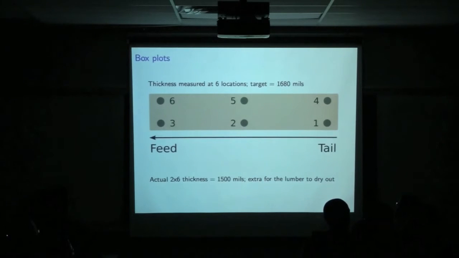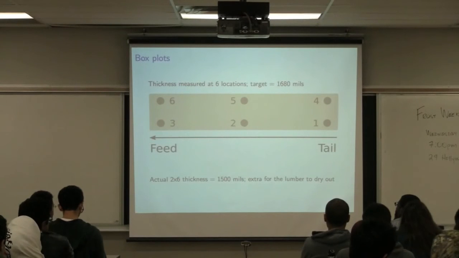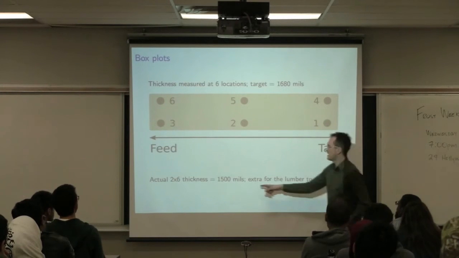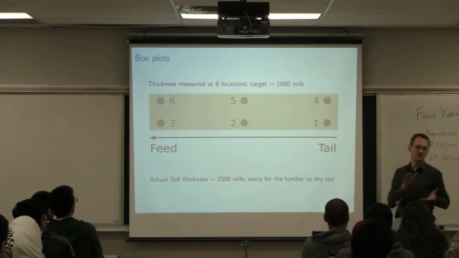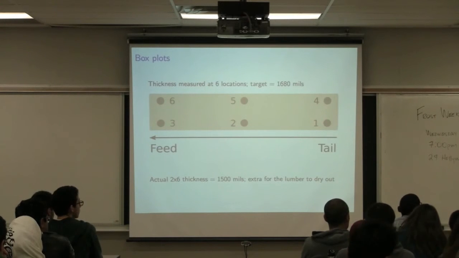The board's target thickness should be 1680 mils, and the actual thickness that you get when you buy it in Home Depot or Rona or so on is 1,500. So that board will shrink over time as it dries from the sawmill to where you finally purchase it. So a 2x4 or 2x6 really isn't 2 inches thick, it's 1.5 inches thick. But when they cut it in the mill, they aim for 1680.